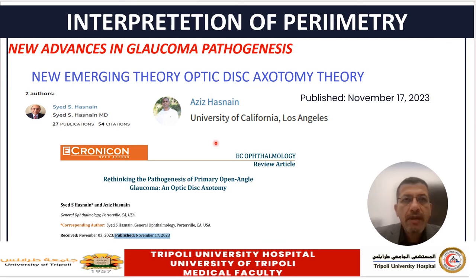However, these two previous theories have failed to some extent to explain some of the phenomena that happen to the optic disc and to the patients if we depend solely on them. A newly emerging theory is what's called the optic disc axotomy theory, invented by Dr. Sayyid Hassanein and his co-assistant Aziz Hassanein in 2023 and published in the EC Ophthalmology journal as a review article.